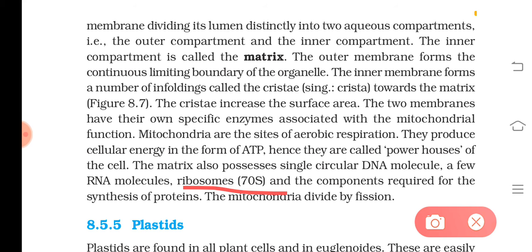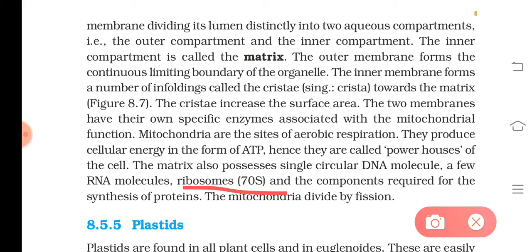The various energy purposes. And I told mitochondria is special. Why? Because they contain a circular DNA molecule, RNA molecules, ribosomes, and the components that are required for the synthesis of proteins. Okay, so we will study the synthesis of proteins in detail next year. The process of formation of proteins needs what? DNA, okay, then RNA molecule, ribosomes, etc. So all these are there.